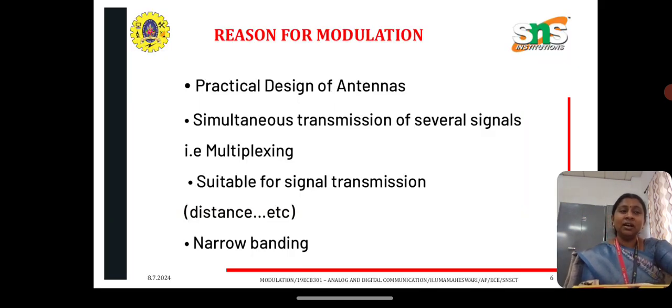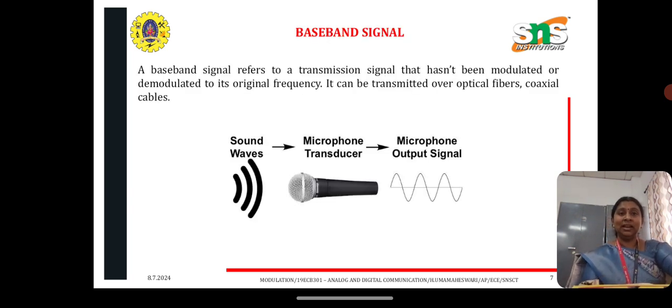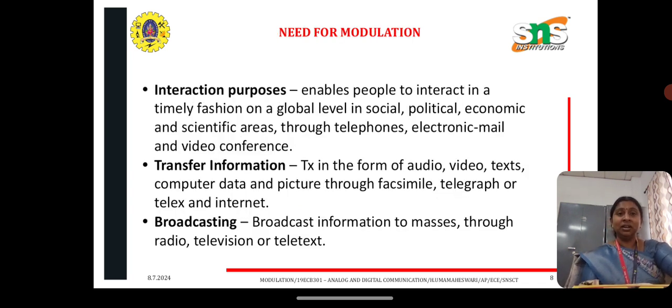Then the reasons for modulation are: in order to design practical antennas, modulation is used. For simultaneous transmission of several signals, that is multiplexing, modulation is used. For suitable signal transmission over various distances, modulation is used, and also for narrow banding. Then baseband signal: a baseband signal refers to the transmission signal that hasn't been modulated or demodulated from its original frequency. It can be transmitted over optical fibers, coaxial cables, and various signal waves. Then for interaction purposes, for transferring information, and for broadcasting, modulation is very much needed.